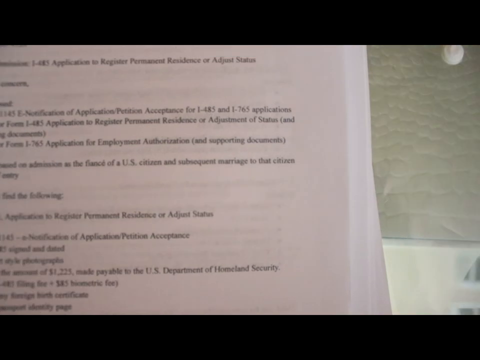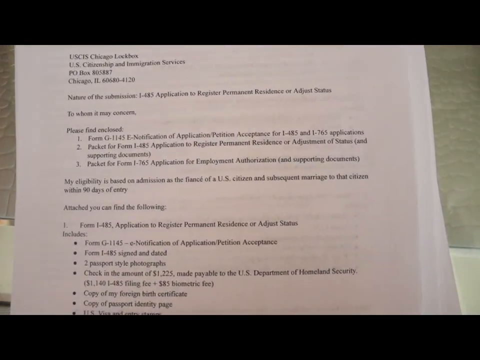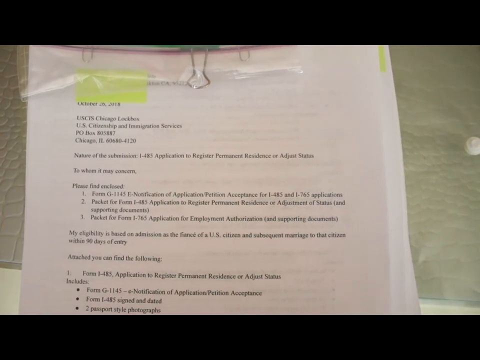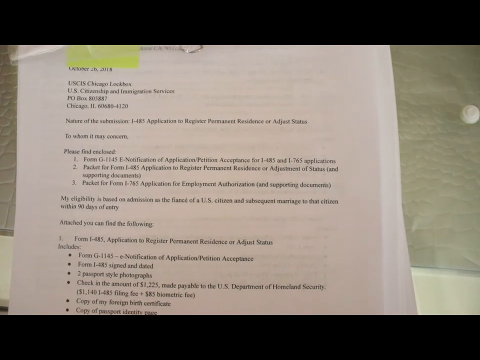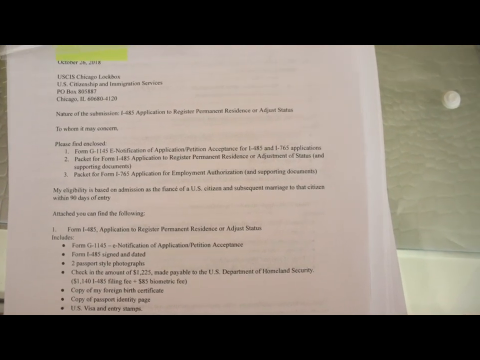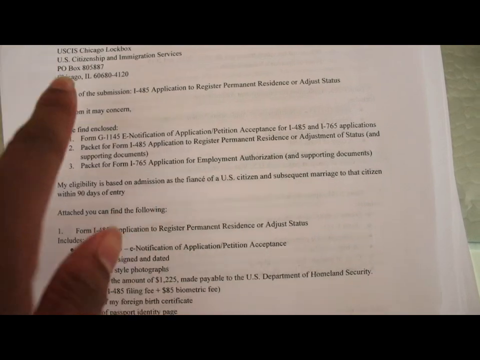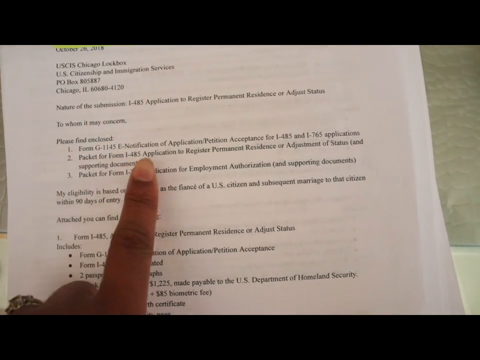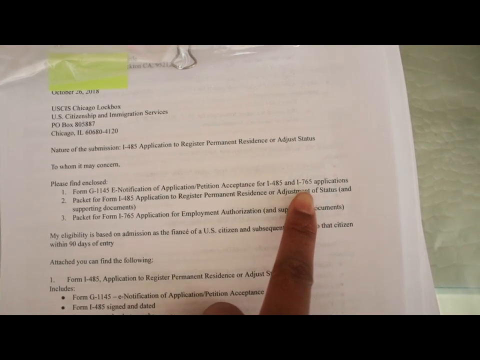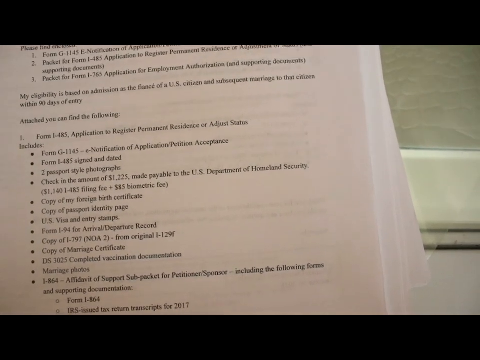This is what we put first, the cover letter. I can attach the PDF version of this below in the description box so you guys can have a look at it. Everyone's cover letter looks different. They just arrange it however they want to, and this is how we decided to arrange it. We put that we have these packets enclosed: the adjustment of status, the work authorization, and the advance parole.